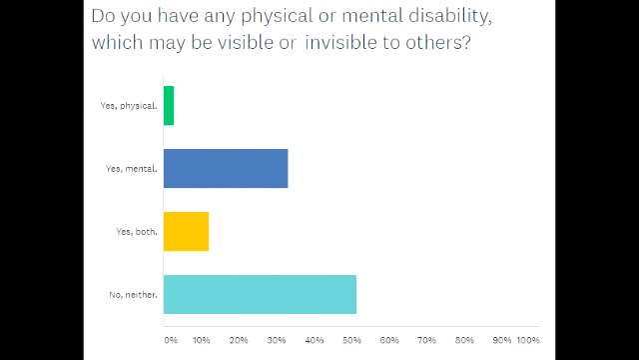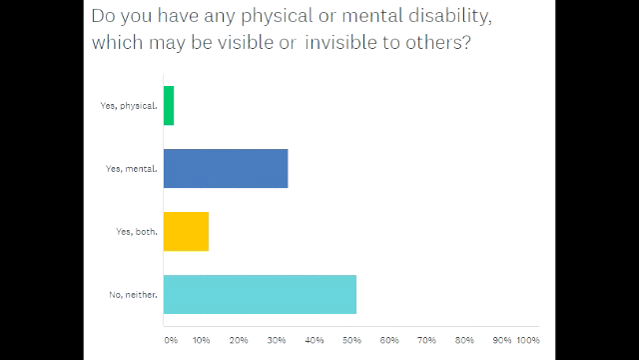and so a few people answered that they have a physical disability that is either visible or invisible. Quite a few in the lower 30s said yes, mental. A little over 10% said yes, both. And the majority, just a little over 50% of respondents said no, I have neither.